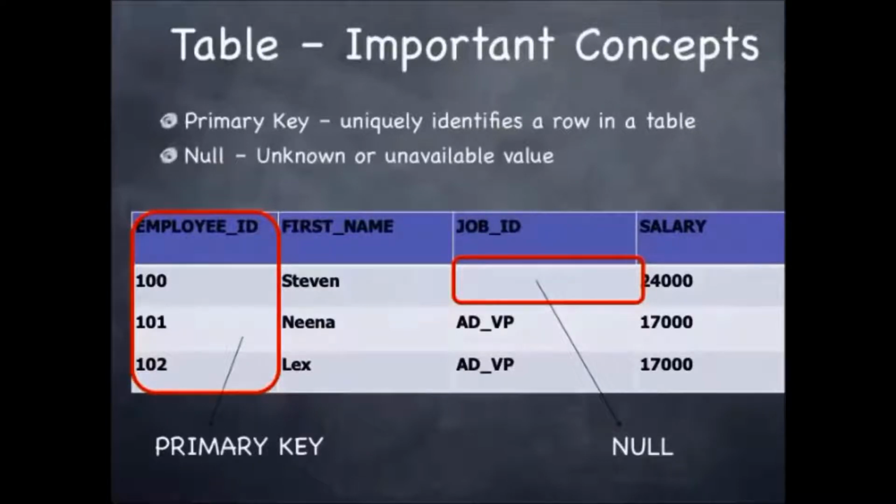Now, the next concept being described by this slide is the null value. A null value is defined as an unavailable or an unknown value. Now, in this table, the job ID for employee 100 is a null value. When I say null, it means it's unavailable or unknown, and maybe at this time the job of the employee Stephen is yet to be determined.